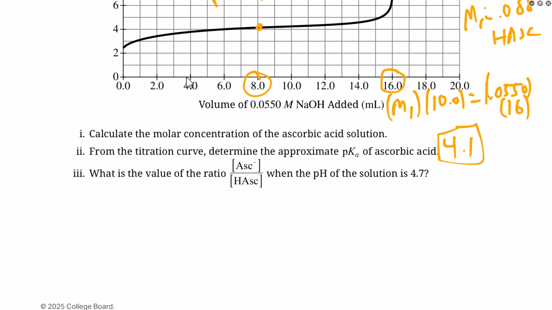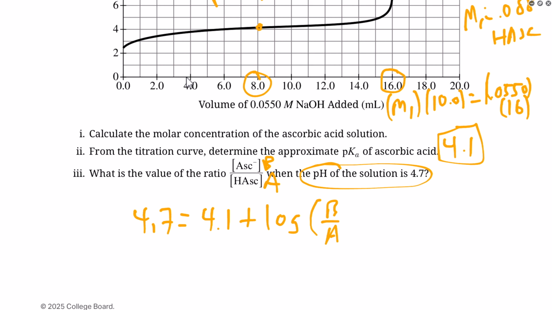And then lastly, it says, what is the value of the ratio of base to acid when the pH of the solution is 4.7? So this is the Henderson-Hasselbalch equation. If the pH of the solution is 4.7 and the pKa is 4.1, we can algebraically solve for this pretty easily. Subtracting these values, we get 0.6 equals the log of the concentration of base over acid.